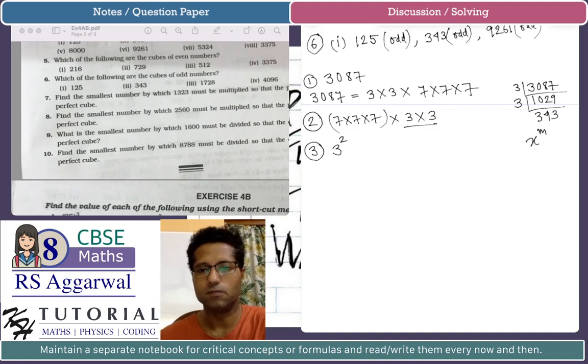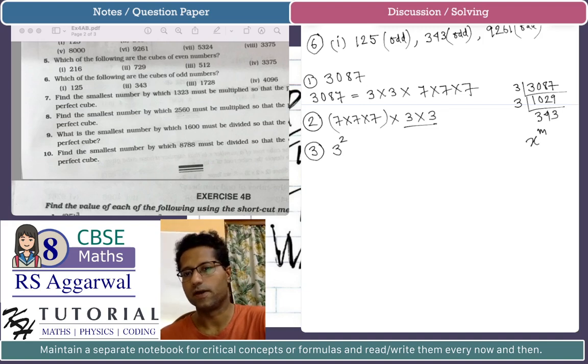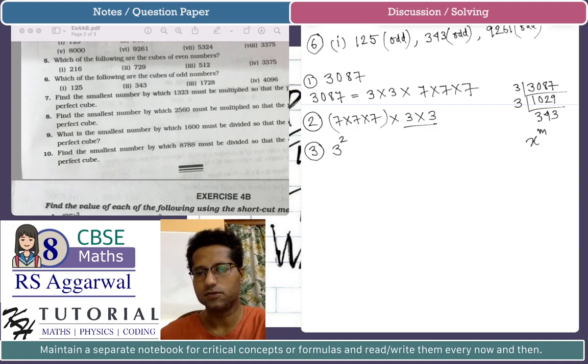So which in this problem is 3 square, because 3 and 3 is not part of any triplet, and 3 and 3 are the same prime factor. So if I merge them, it will be 3 square.